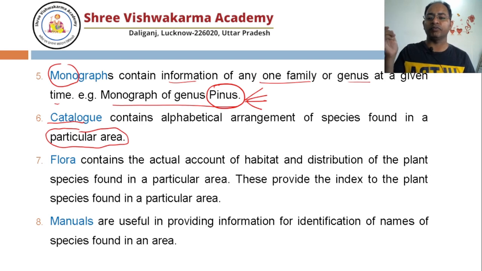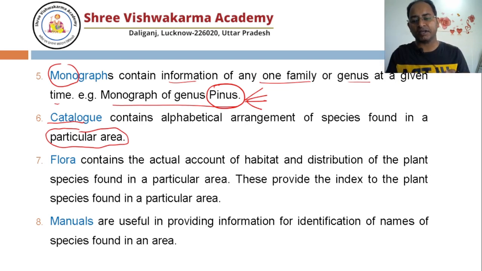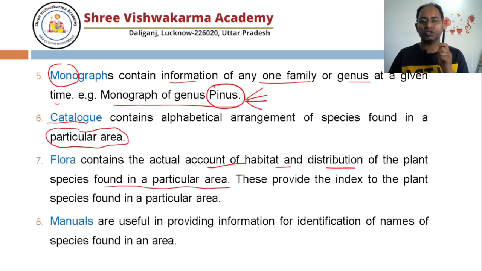Suppose one went to Western Ghat, another person went to the Himalayan region, right? So that is known as catalog of the Western Ghat, catalog of the Himalayan region. Okay, flora. What is flora? Flora contains the actual account of habitat and distribution of the plant species found in a particular area. Means in a particular area, just like the example I gave previously, you have to record how many plants are there. What are the different species of plants present? So once we say flora, it means in a particular area, how many species of plants are present.